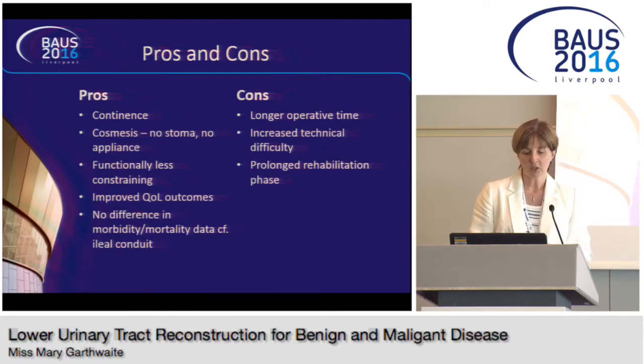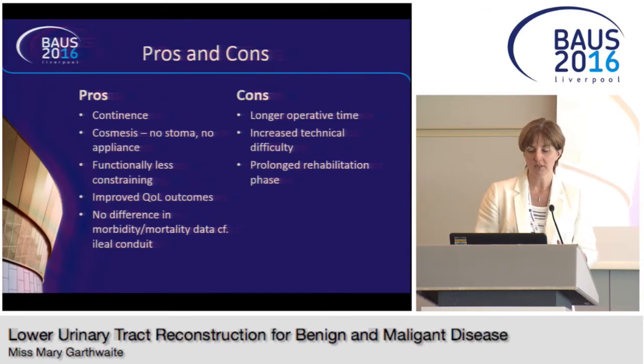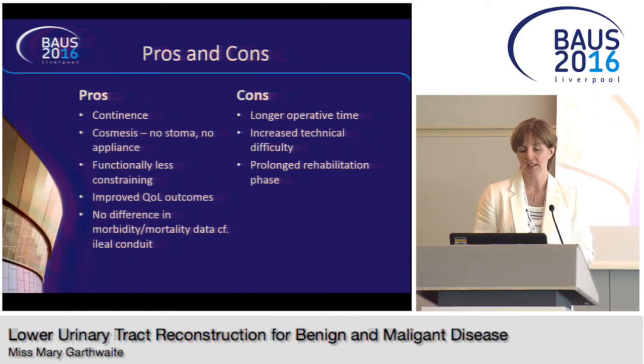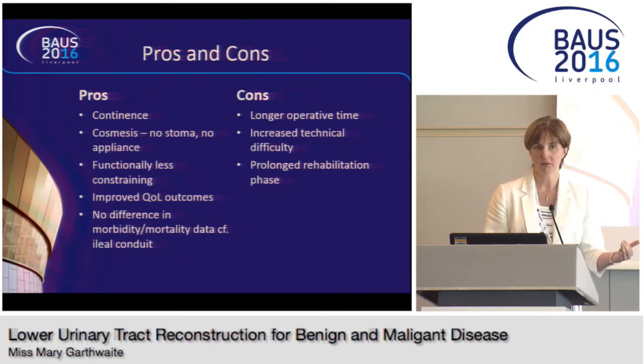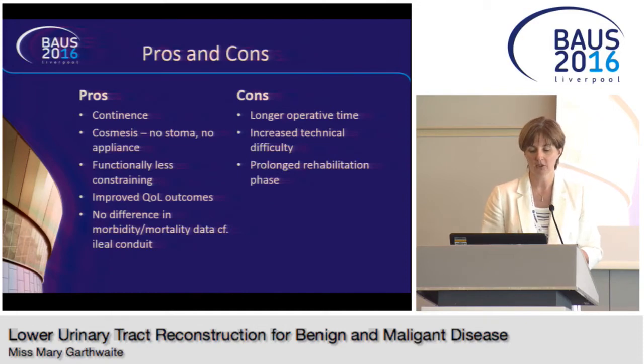In terms of the cons, well, it is a longer operative time and it is increased technical difficulty of the surgery, but from a patient perspective, it is the prolonged rehabilitation phase afterwards which will give them the greatest challenge. These patients do need to be followed up in the long term, and you do need to think very carefully about your choice of patients to put through this procedure.